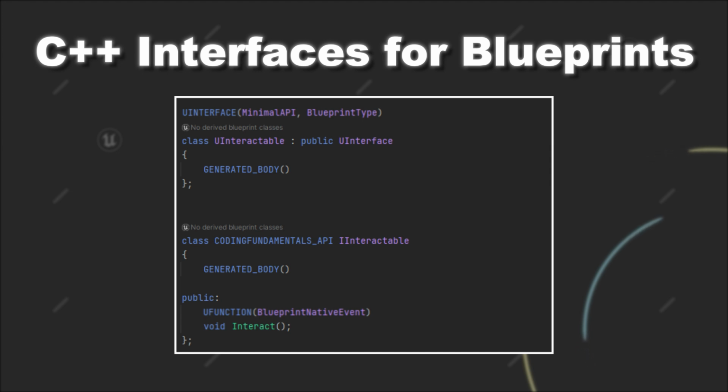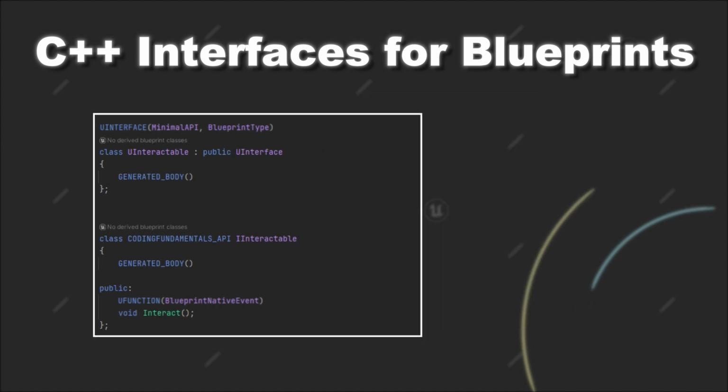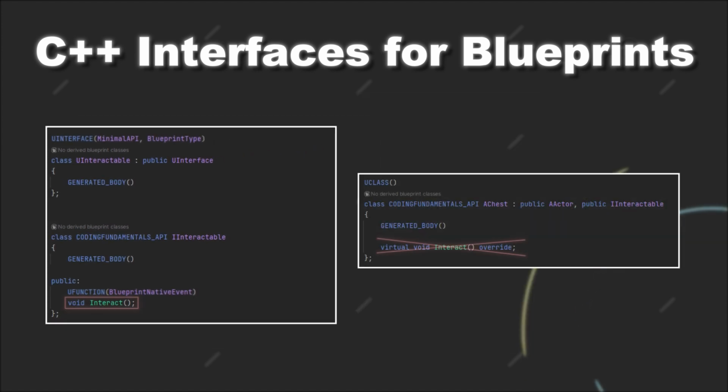With this specifier, you also cannot use the virtual keyword for your function. Therefore, it will not work to override this function in the class that implements the interface. Instead, you have to override the following version of your function: your function name underscore Implementation. This function exists because you use the BlueprintNativeEvent specifier. And this allows you to provide C++ functionality alongside blueprint functionality.